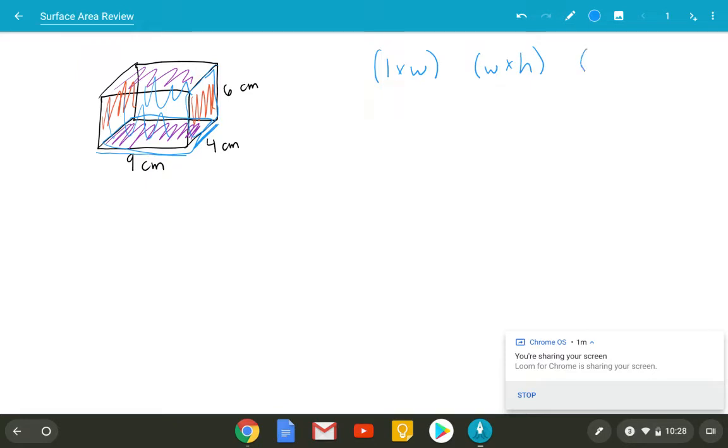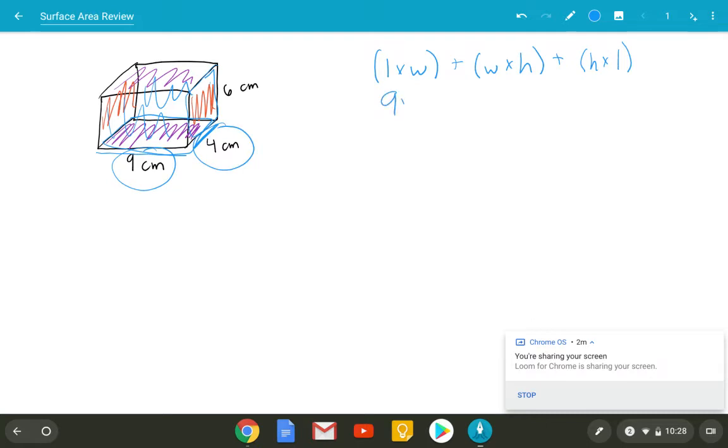And then height times length. So height is 6. Width is 9. That would give us the front and the back side. So those are all 3 of our different sides. We would need to add those together and then multiply all of that by 2. So let's just kind of work through this example and see if we can come out to something that makes sense. So our first side is length times width.